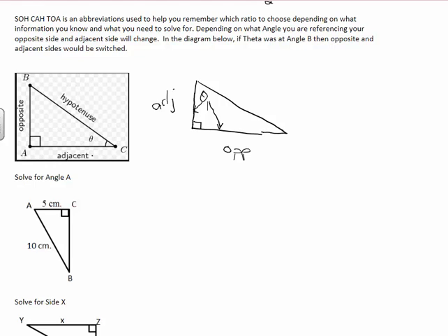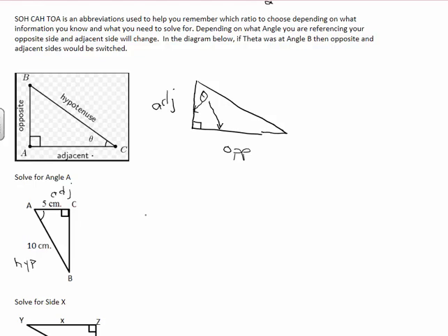So now let's actually see how to calculate these. In this example here, it says to solve for angle A. So that means that's our unknown angle. If that's it, then the 5 is the adjacent side and 10 is the hypotenuse. The side always across from the 90-degree angle is the hypotenuse. The hypotenuse is always the longest side in the triangle as well.